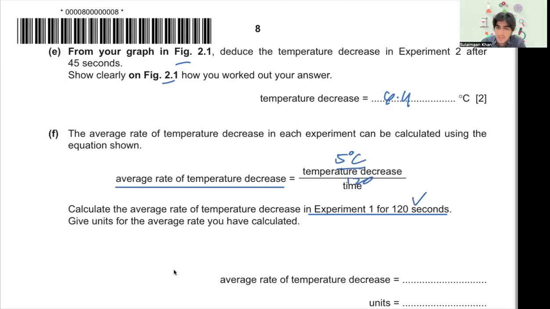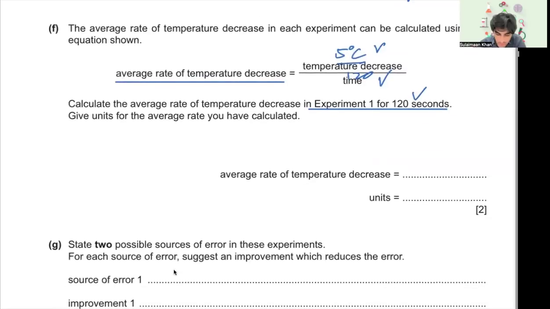And he's even hinted it to you. How do you calculate average speed in math? Total distance divided by total time. So I'm going to take the total temperature decrease divided by the total time. So what am I going to do? 5 degrees Celsius divided by 120 seconds. So 5 divided by 120, what do we get?